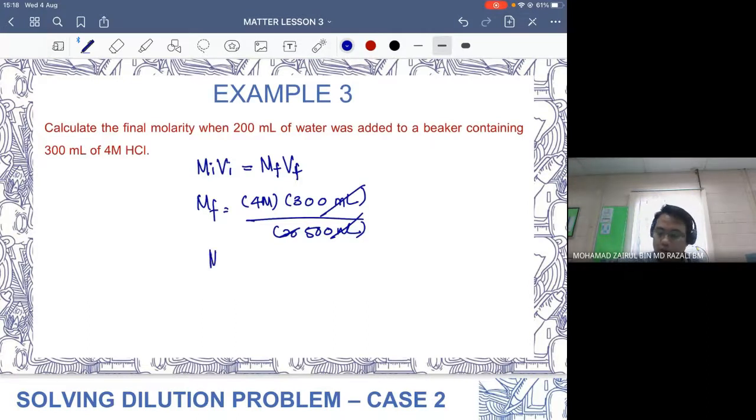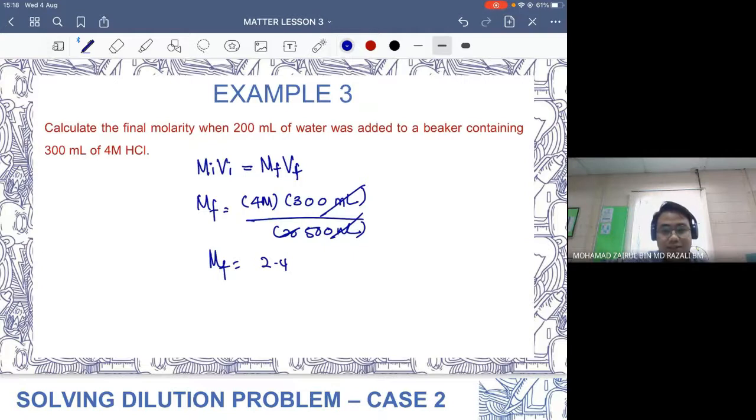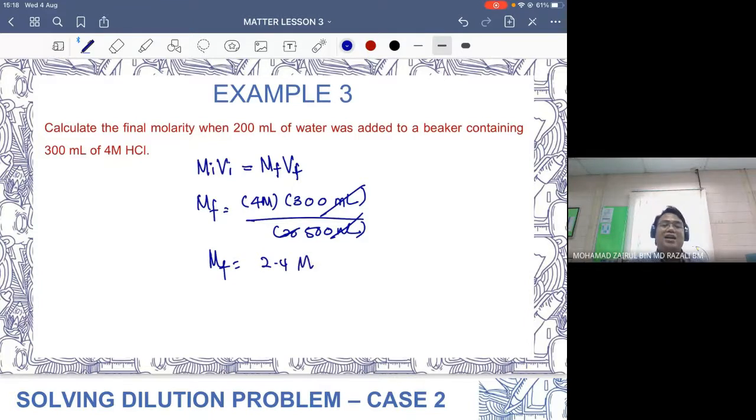So molarity final dia awak dapat apa? Molarity final 2.4 and the unit is, unit dia apa? Capital M. Okay, capital M, molar lah. Okay, capital M. Don't forget the unit. It doesn't matter kalau awak dapat value betul pun, without unit dia akan terus automatic awak akan hilang markah.